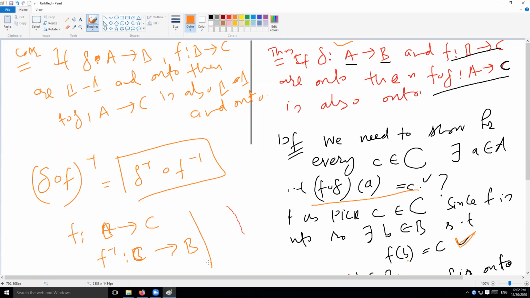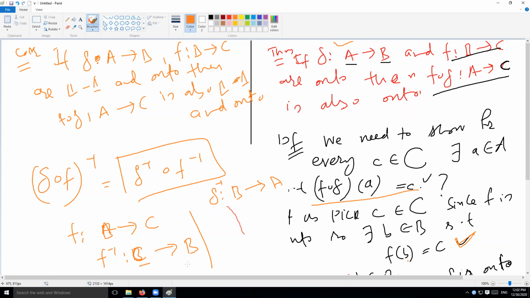ठीक है? G is from where to where? A to B. So G inverse is going to be from where to where? B to A. So can you compose G inverse with F inverse? Now think about it. F inverse is taking you from C to B.